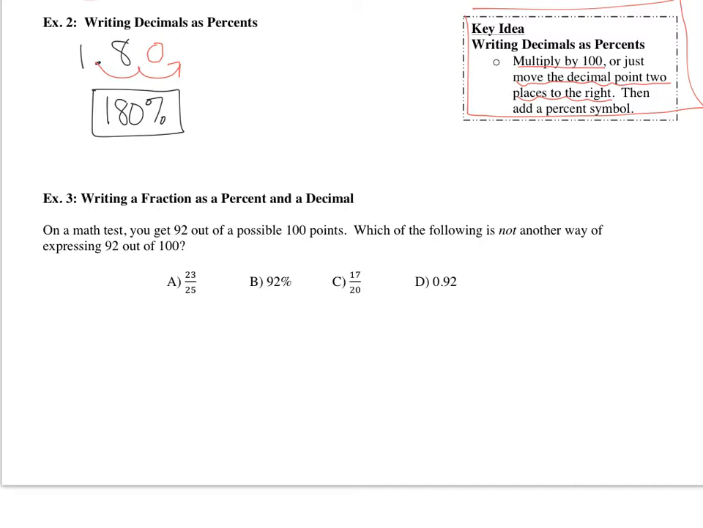So here's an example I want you to give a shot and see how you do. We have 9 thousandths. I want you to write 9 thousandths as a percent.